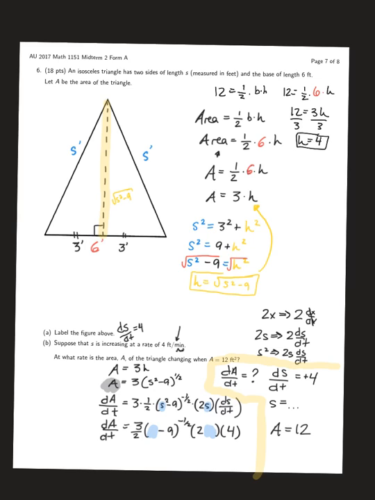Is that the value of s? No. S represents the side length, not the height. So if the height is 4, what I can do now is take this 4 and substitute it in for the height. You could plug it into this equation and solve, or you could plug it in down here and solve. If you know that s squared is 3 squared plus 4 squared, then using the Pythagorean theorem, that's a Pythagorean triple. 3 squared plus 4 squared is 25. The square root of 25 is 5. So this means that s at this moment in time is equal to 5.